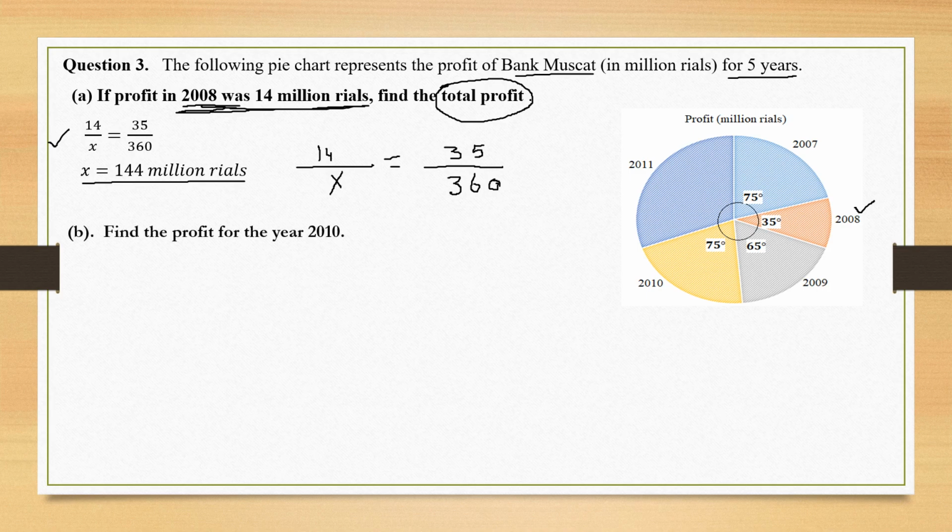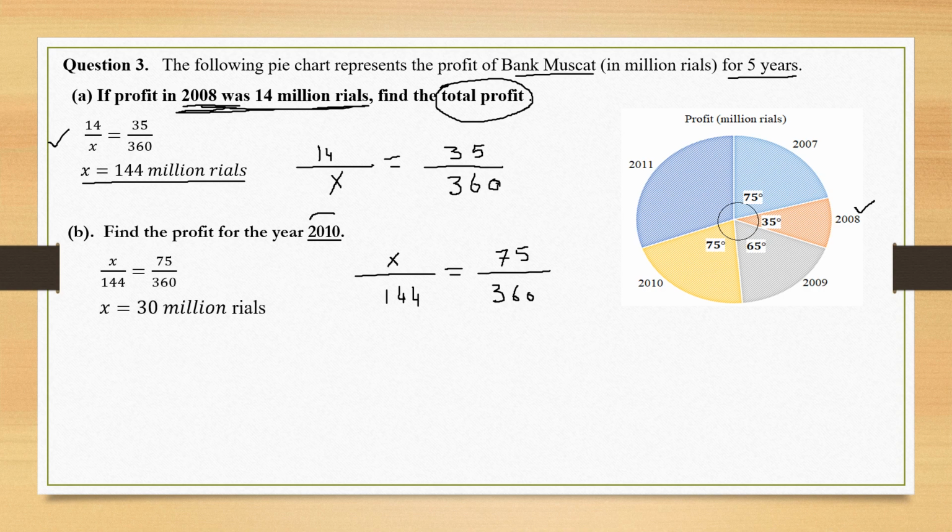Now my dear student, we need to find out particularly the profit for 2010. Total we have 360 degree, and total profit we have 144 millions real. And now for 2010, what is the angle? The angle for 2010 is 75. Here we need to find the profit for 2010, so we will write x. After solving this question, the answer will become x is equal to 30 millions real.